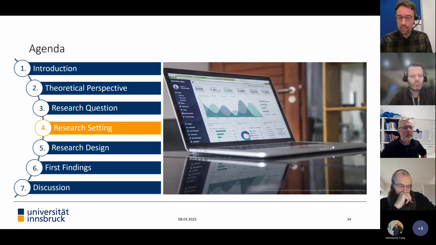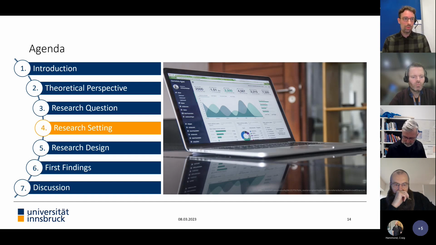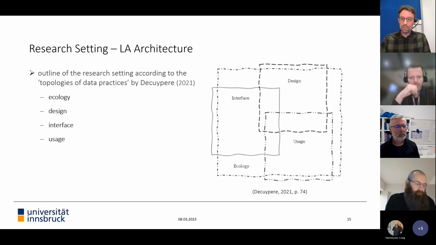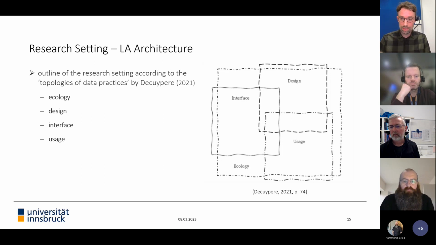Before describing our research design, I want to present the research setting, or outline the research setting. That means the environment where this learning analytics architecture has been placed into practice, has been implemented.